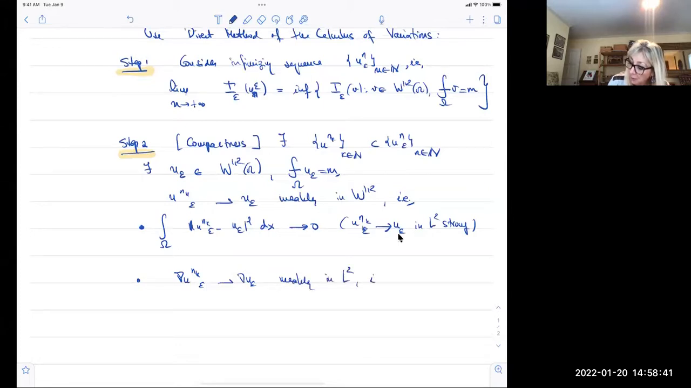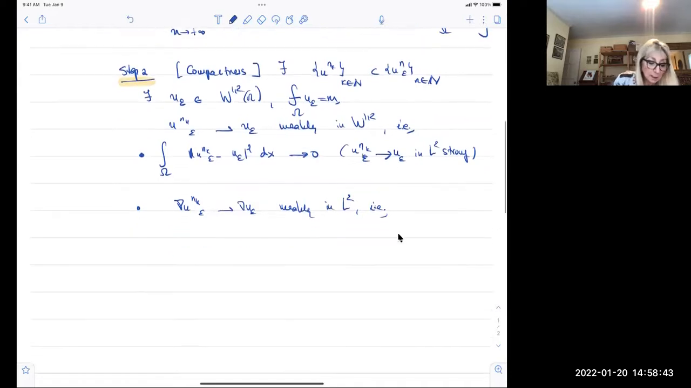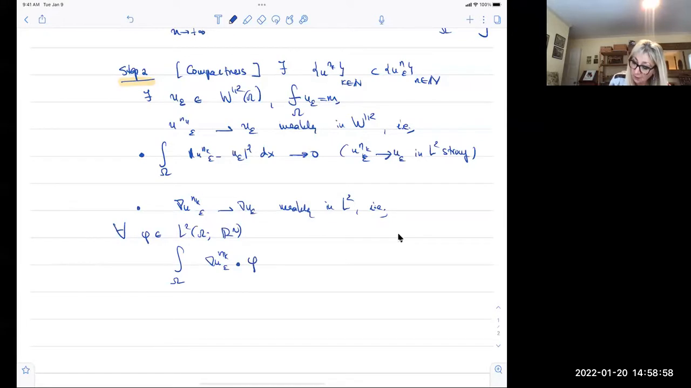And I remind you that what that means is that every time you take a test function phi in L2 of omega with values in R^n, if you integrate grad u_{n_k}, which is a vector, in a product with phi, so that's a vector times a vector which gives a scalar, that should converge to the integral of grad u_epsilon in a product with phi. Okay, that's the convergence.